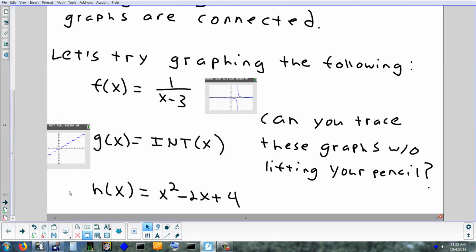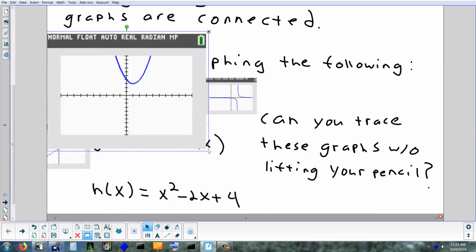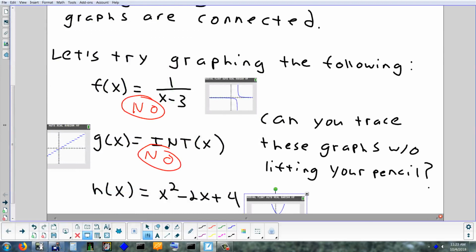So let's put that there. There's an example of another graph you cannot trace without lifting your pencil. And this one, you've got to lift it a bunch of times. This other one, you only have to lift it once. Now, this last one is x squared minus 2x plus 4. Can you trace that one without lifting your pencil? Yeah, that's a parabola. So you don't have to draw two separate pieces. It's just one big connected piece. So the answers here were no, no, yes.